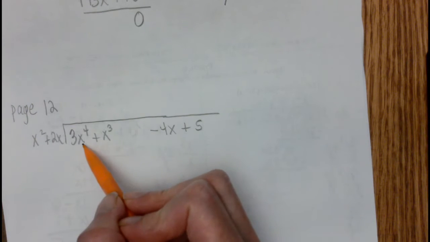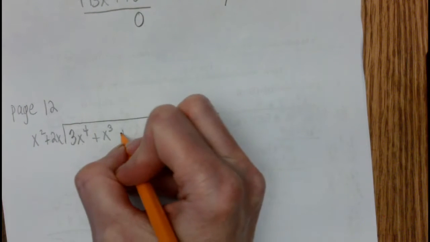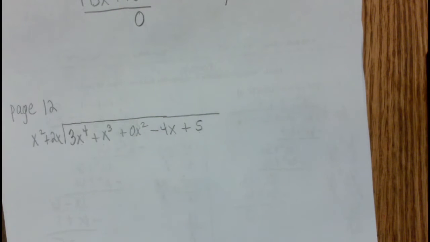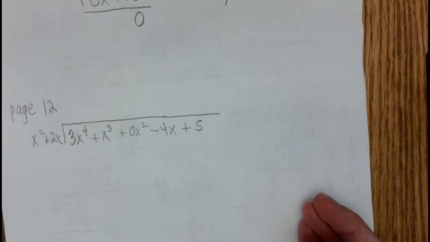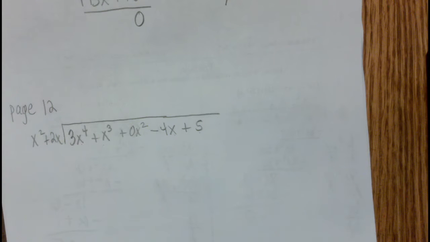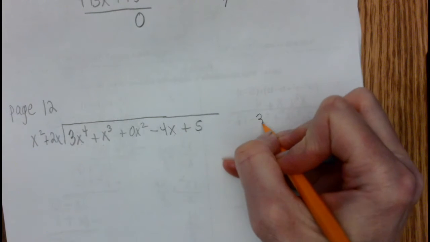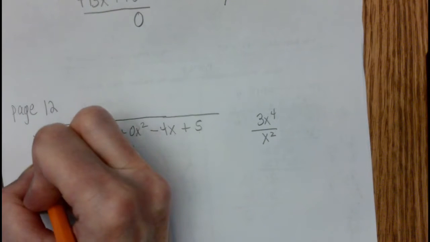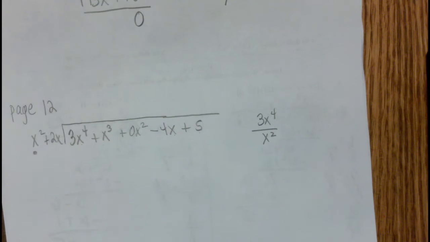So this is fourth degree, this is third degree, second degree, first degree, 0 degree. And now that we've got that, we can divide. And we may or may not need that, but that's really a good habit to get into, having a place value for every degree. But when we start, we're going to take 3x to the fourth, we're going to divide by x squared. We're always going to be dividing by that x squared right there.